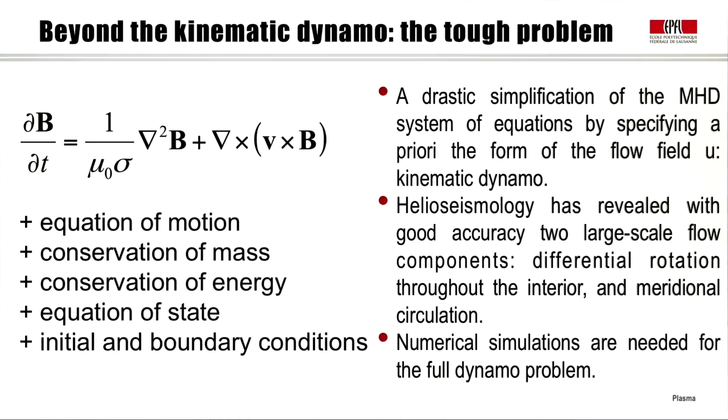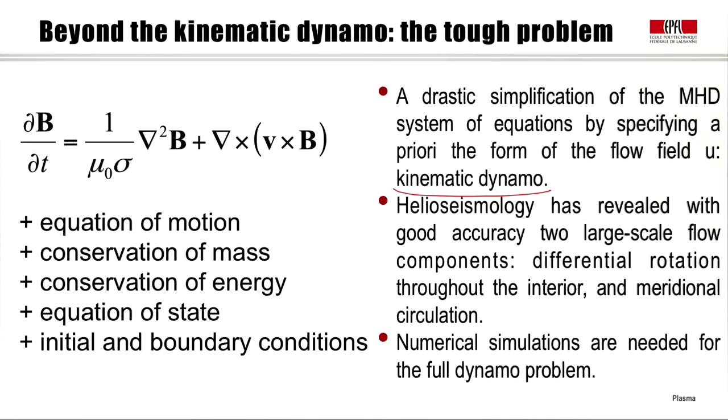Is this the end of the story? Did we fully understand the dynamo in the Sun? The answer is, of course, no. We have made a drastic simplification of the MHD system of equations by specifying a priori the form of the flow field, U, and deriving the corresponding magnetic field, B. We have tried to solve the so-called kinematic dynamo. Although extremely simplified, the kinematic dynamo problem has brought incredible results.